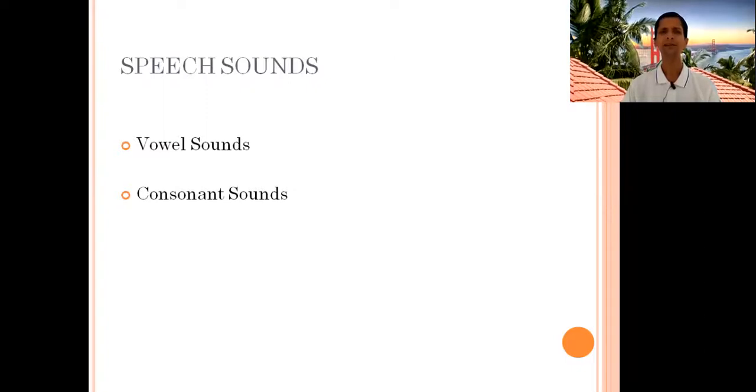Vowel sounds are sounds which do not produce any friction when they are spoken, whereas consonant sounds are sounds which produce some amount of friction when they are spoken. This is the major difference between these 2 categories of sounds. In today's session, we will focus on the vowel sounds and learn which are the different vowel sounds that we have in the English language.